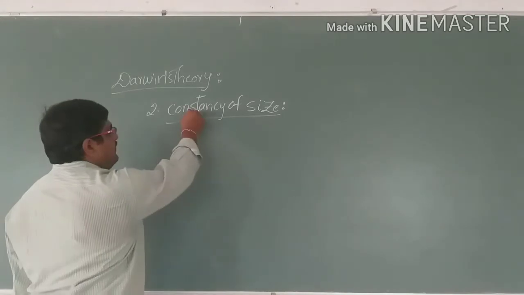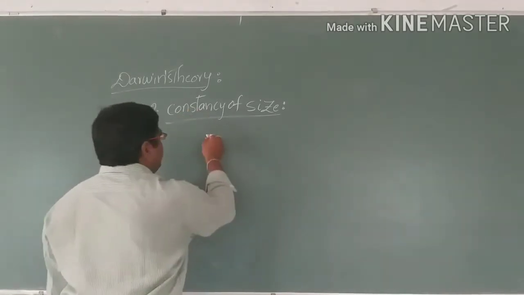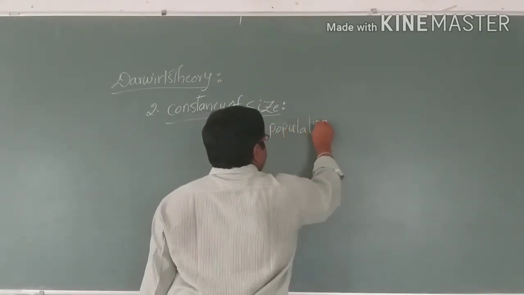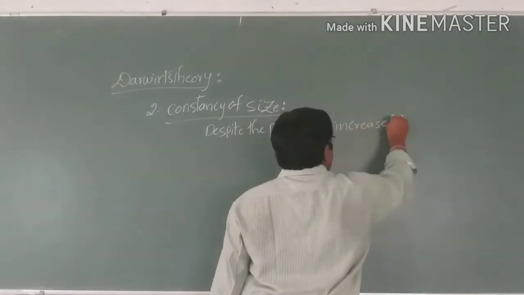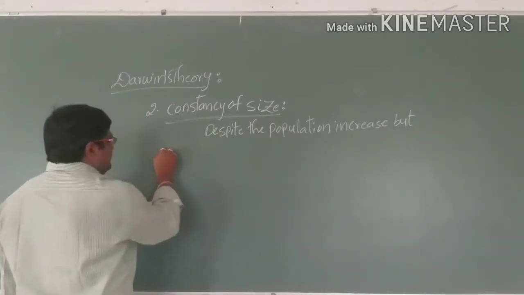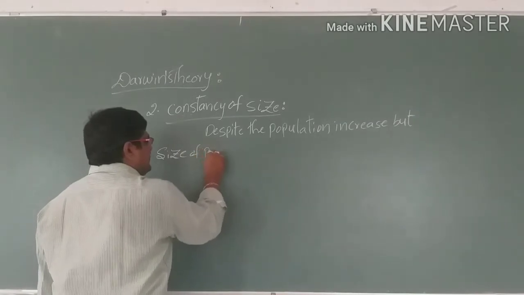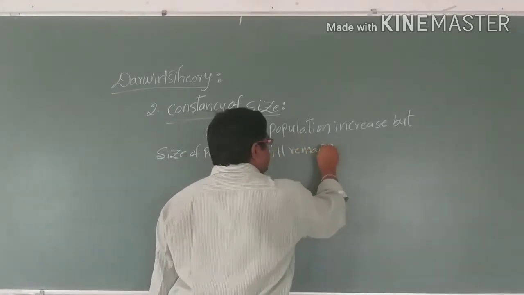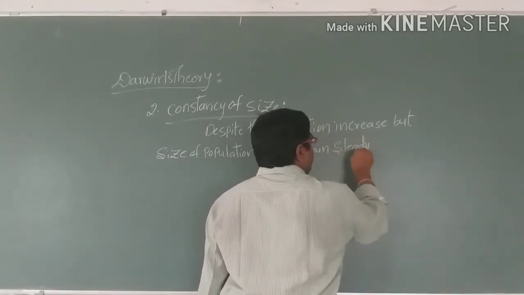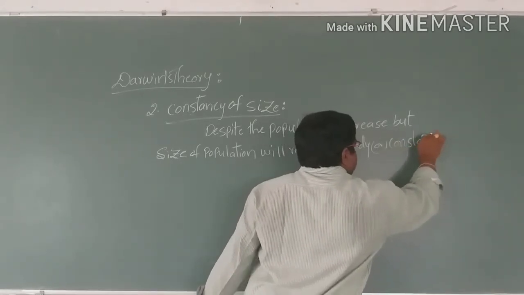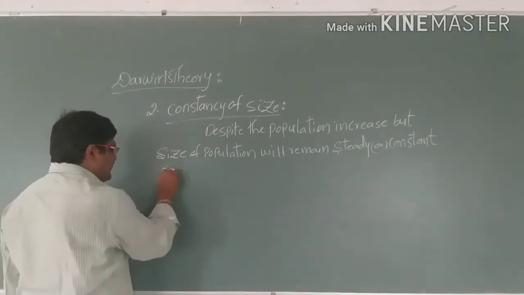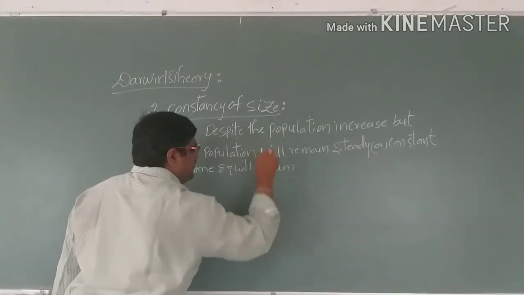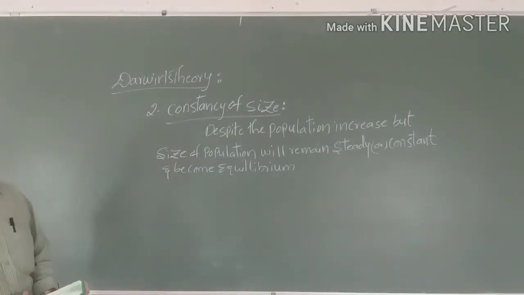It can be defined as constancy: despite the population increasing, the size of the population remains constant, remains steady, and becomes an equilibrium. That we can call the constancy of size.